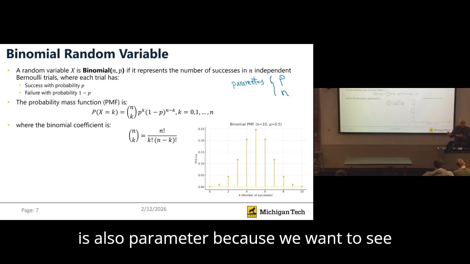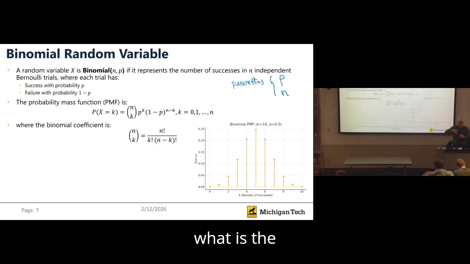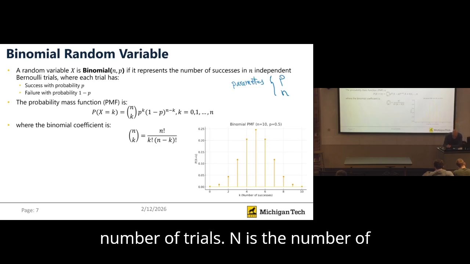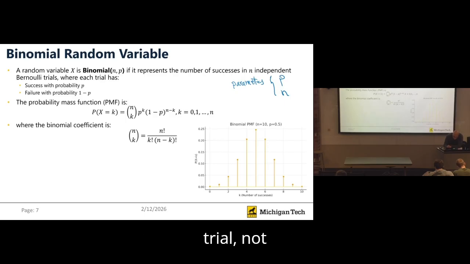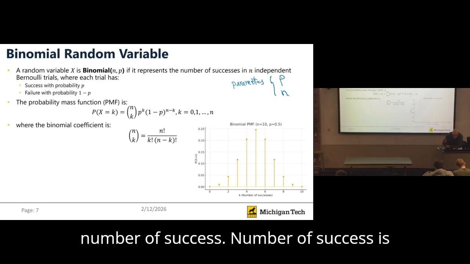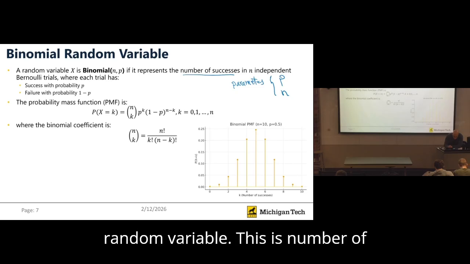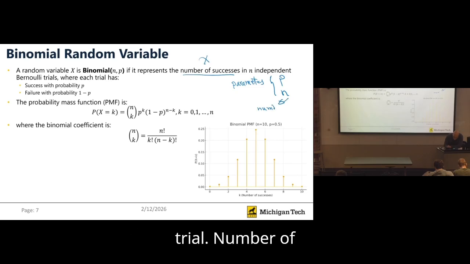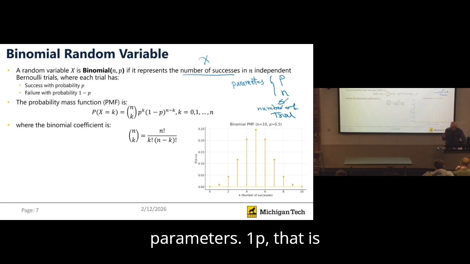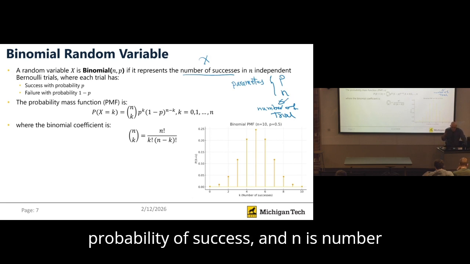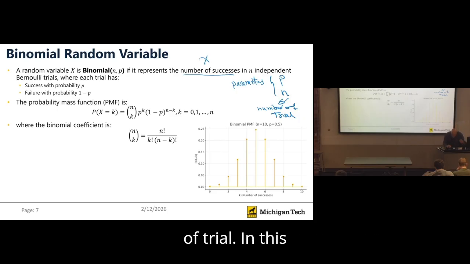N is also a parameter because we want to see the number of trials. N is the number of trials, not the number of successes. The number of successes is the random variable. This is the number of trials. So we have 2 parameters: P, the probability of success, and N, the number of trials.